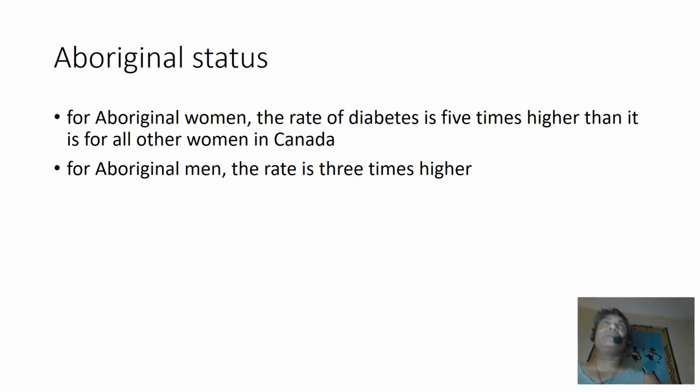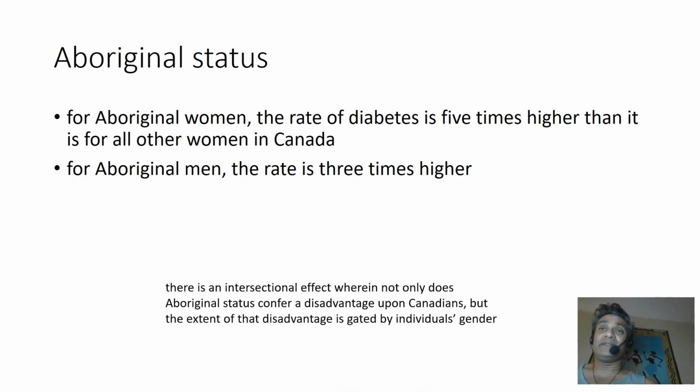So, let's look at Aboriginal status as an example of intersectionality. In Canada, Aboriginal women have a rate of diabetes 5 times higher than it is for all other women in Canada. Aboriginal men, the rate is 3 times higher. So what does that mean? It means that Aboriginals have worse diabetes than non-Aboriginals, but the women have it worse than the men. So what's the story here? Is it the Aboriginal status or is it the gender? It's both. They're intersecting. They're interrelated. They're interconnected.